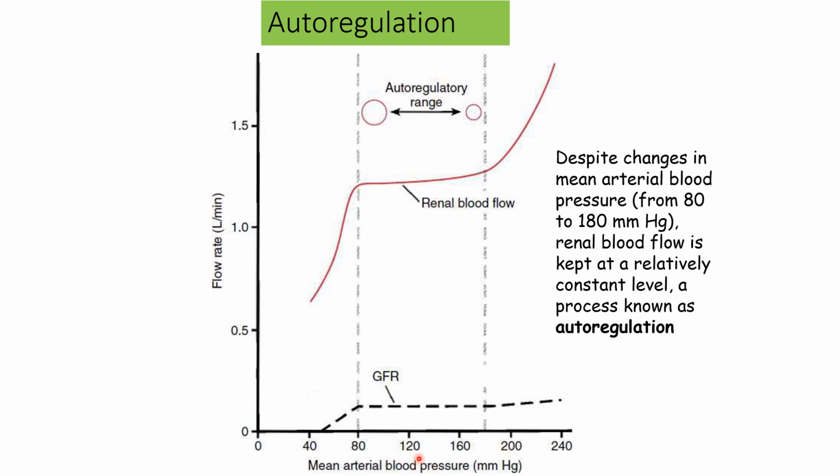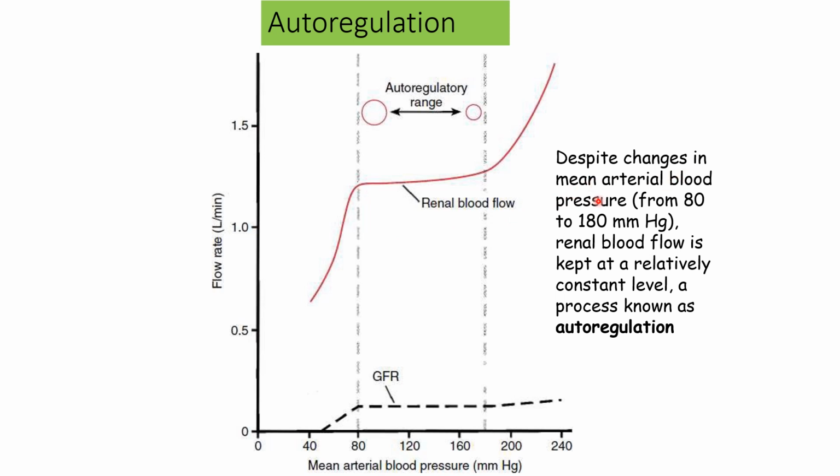Normally how much is the blood pressure? 120 by 80, so that is the mean pressure. Taking the mean pressure from 80 to 180 nearly, the blood flow will be constantly maintained. The same applies to coronary blood flow, cerebral blood flow, and other important organ blood flows. So this autoregulation mechanism is present in major systems of the body.